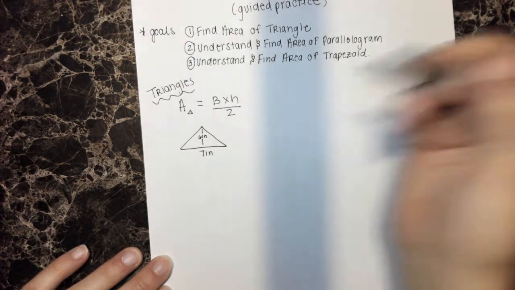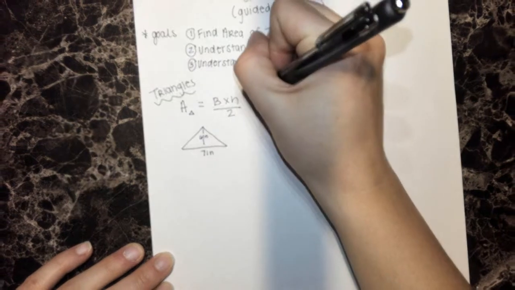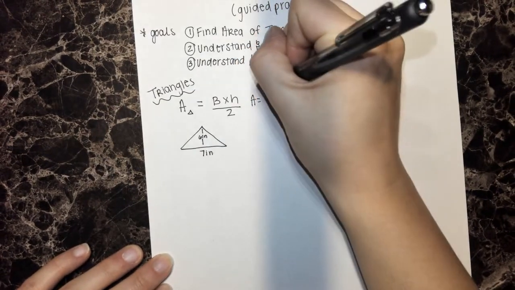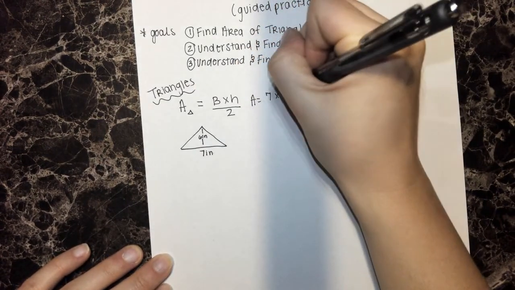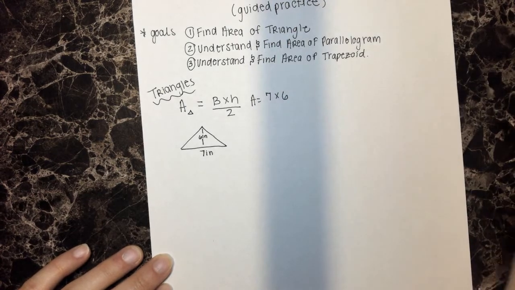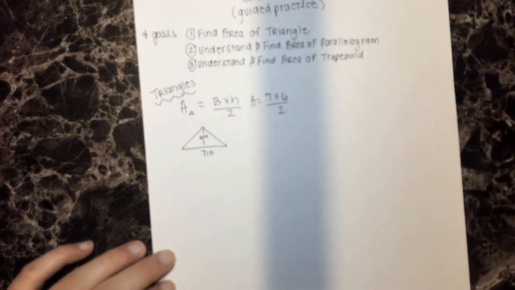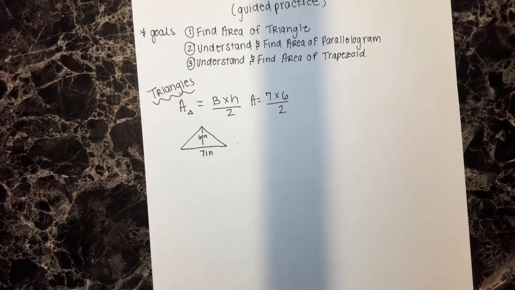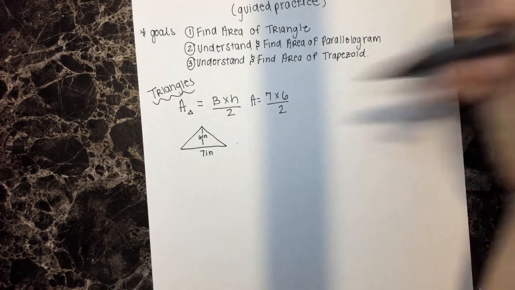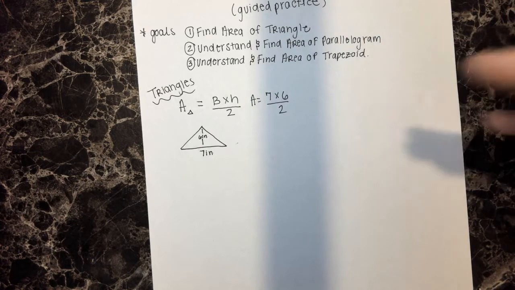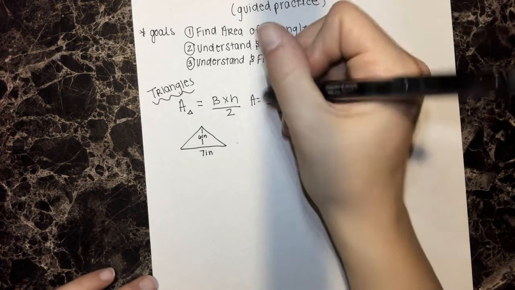When you plug it in, your base is 7. So, area equals 7 times your height of 6, because that's your height here, and then you would divide it by 2. Notice I don't have labels in the problem. You can put them. It's okay. You don't have to until your final answer. When you solve this, we're doing it in the sequence here. We're going to show our work.